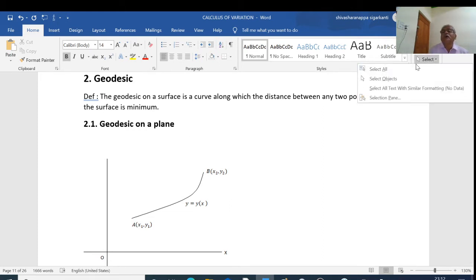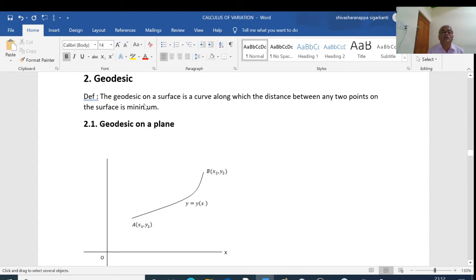Geodesic is nothing but finding the curve on the surface such that the distance between any 2 points on the surface along this curve is minimum. That is known as geodesic. Okay, first we find geodesic on a plane.